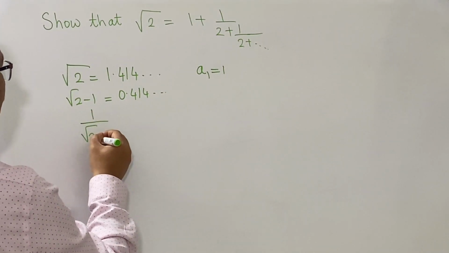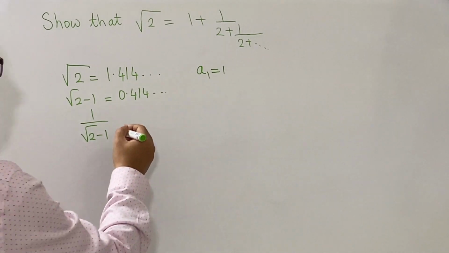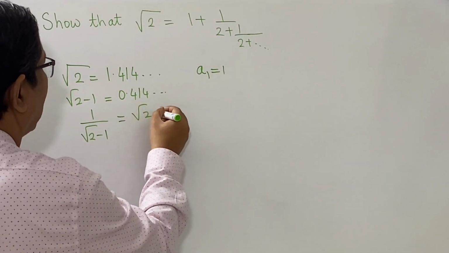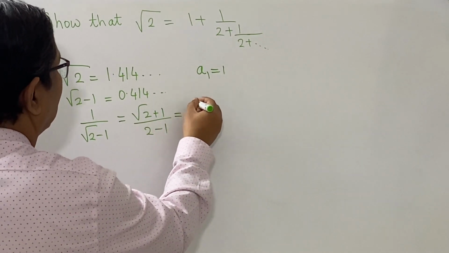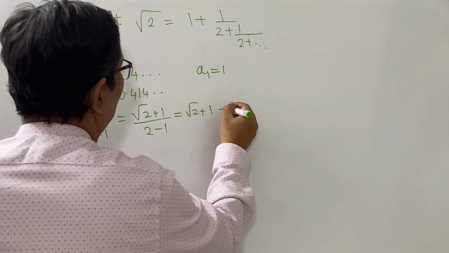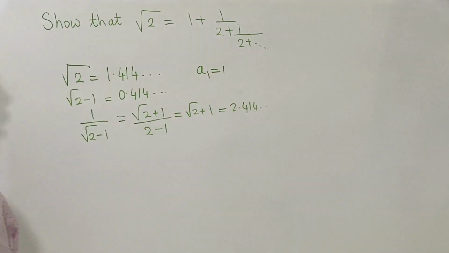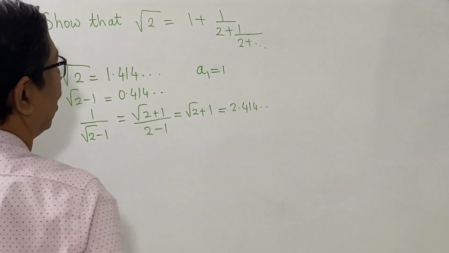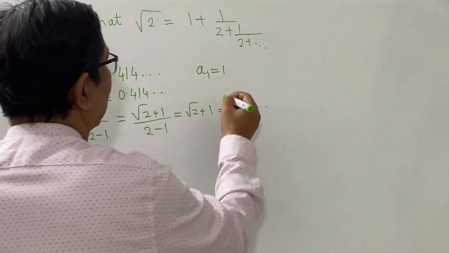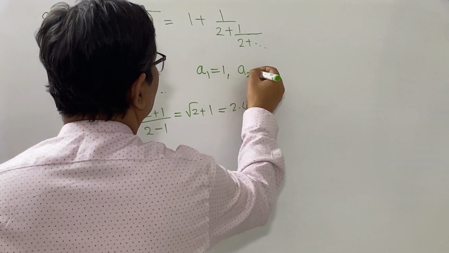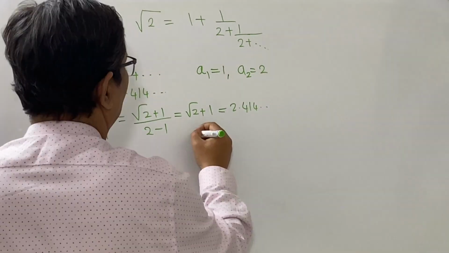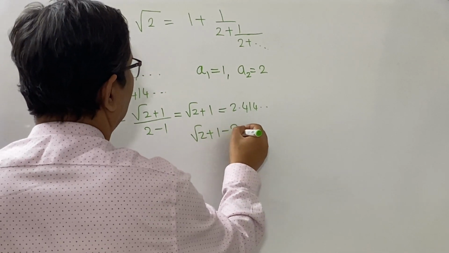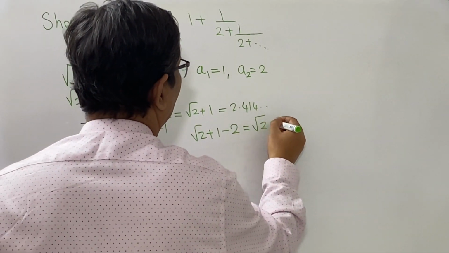So, we consider 1 by root 2 minus 1, and simple rationalization gives us that this is root 2 plus 1 divided by 2 minus 1. So, this is just root 2 plus 1, which is 2.414. Again, we take out the integral part and keep only the fractional part. In this case, the integral part we represent as a2, and we get a2 is equal to 2, and we now deal with root 2 plus 1 minus 2, which is again root 2 minus 1.